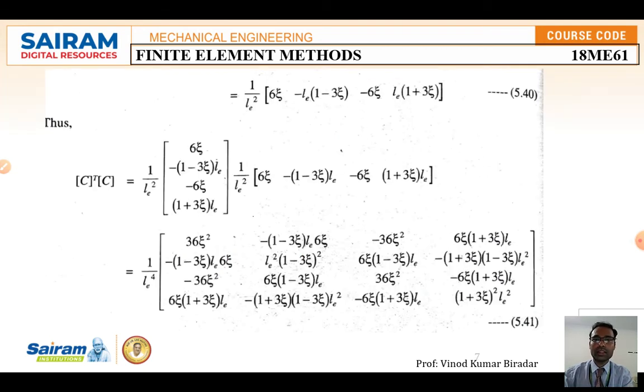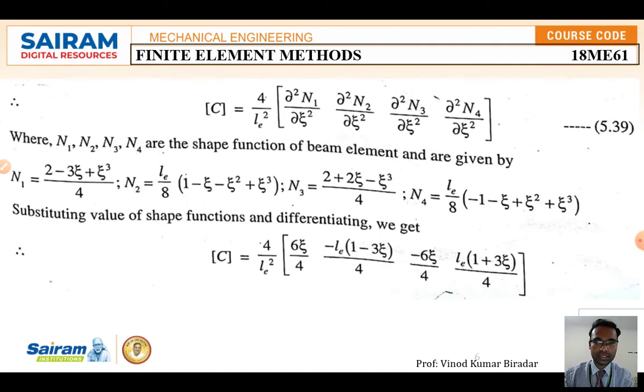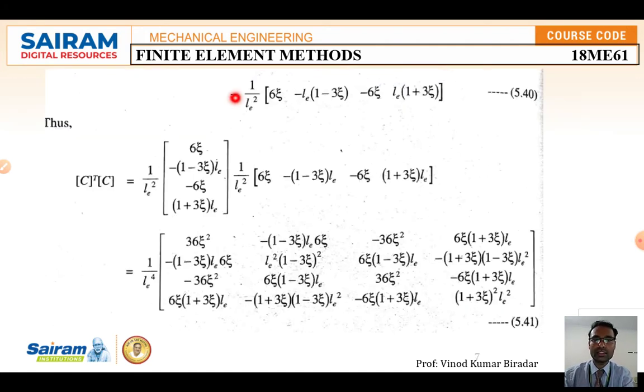Again I re-simplify that. 1 by L square. Just take Le as common, this Le is going to cancel, so what remains is 1 by L square, 6ζ minus Le(1 minus 3ζ) minus 6ζ, Le(1 plus 3ζ). Now this equation you write in the matrix form. Look at here, 1 by L square, so 6ζ, minus Le(1 minus 3ζ), minus 6ζ, and this Le(1 plus 3ζ), 1 by Le square.